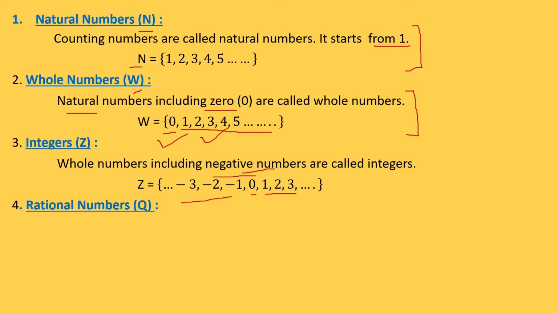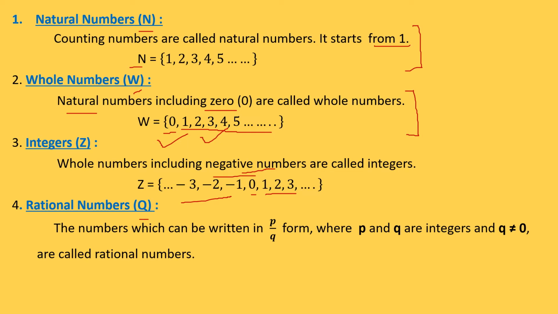Next, rational numbers. Rational numbers are denoted by capital Q. So what are rational numbers? The numbers which can be written in p by q form, where p and q are integers and q not equal to 0, are called rational numbers. See, p by q form means in the form of numerator and denominator. p is the numerator and q is the denominator. This form we have done in fractions also. Fractions are also written in the form of p by q. But what is the difference between a rational number and a fraction? Rational numbers may be positive or negative, but fractions are always positive.